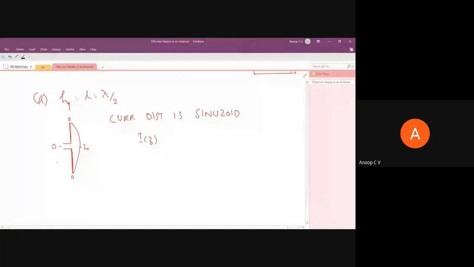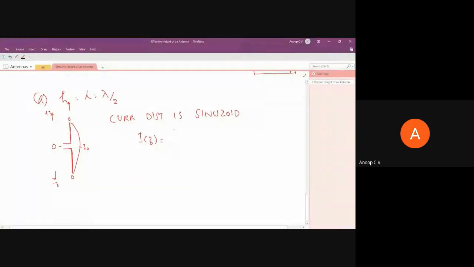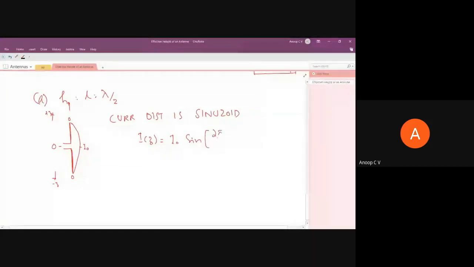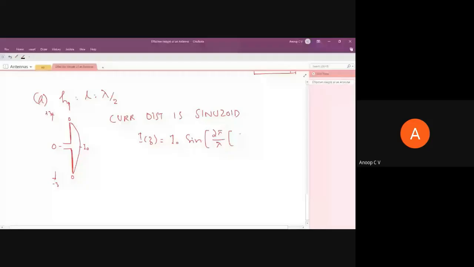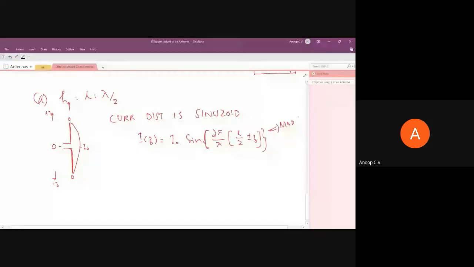If the center of the antenna is the origin, with this side towards plus z and this towards minus z, what actually is this I of z in terms of z and beta, all those things you'll study in the next module. I'm just simply telling this. So it will be I naught sine of 2 pi by lambda times (L by 2 plus or minus z). You don't have to bother about this. You will see it only in module 4. I'm just telling you this is how the current distribution will be.